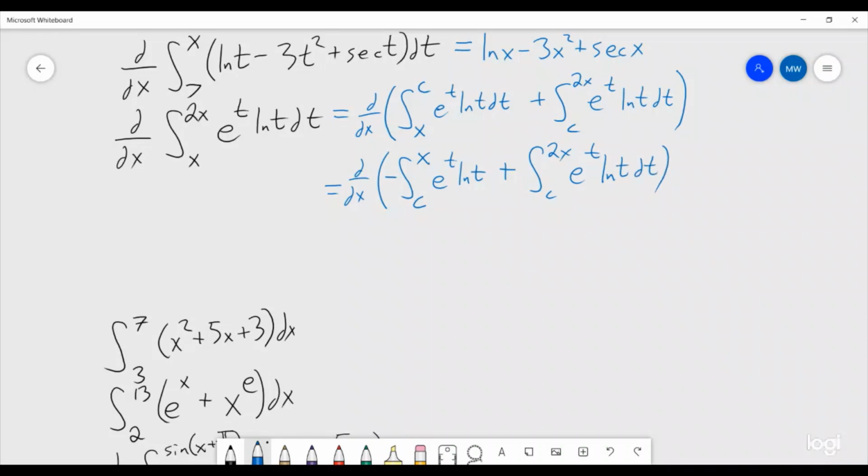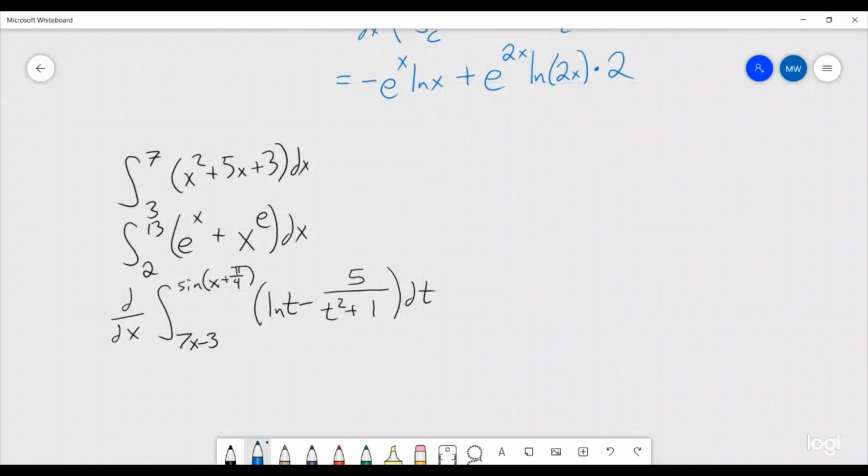Now for each of these pieces, we can now use the fundamental theorem of calculus. So this first one is going to go to a negative e to the x ln of x. But then the other one is going to be replacing all of the t's with 2x, e to the 2x ln of 2x, but then we have to multiply by the derivative of the 2x. So we're going to get a 2.